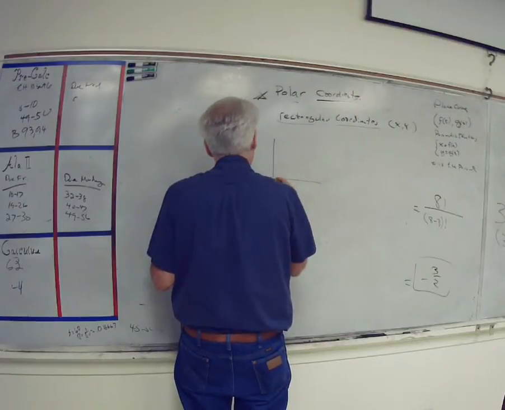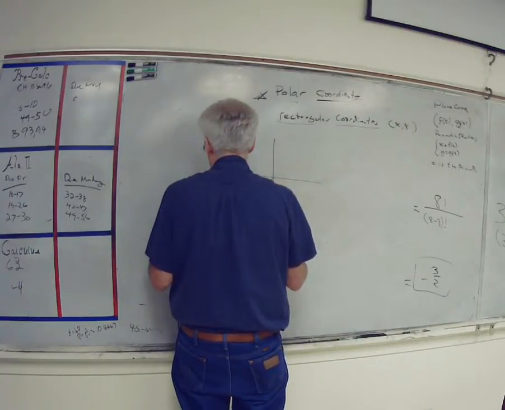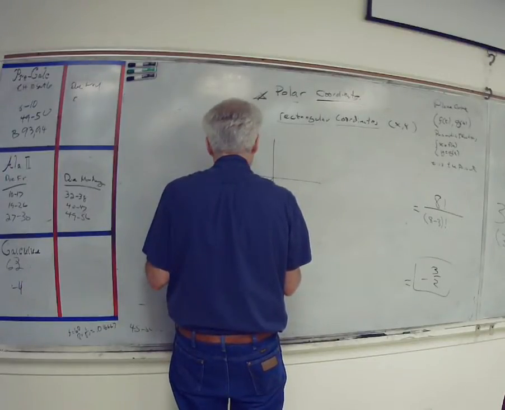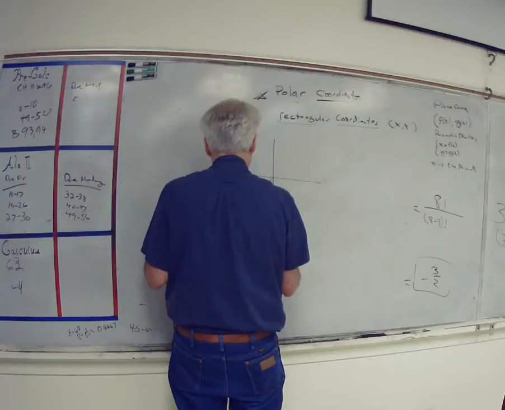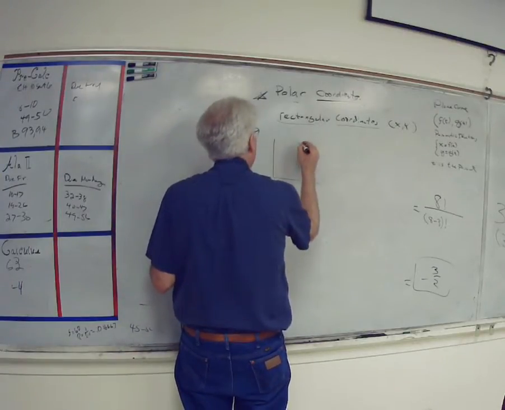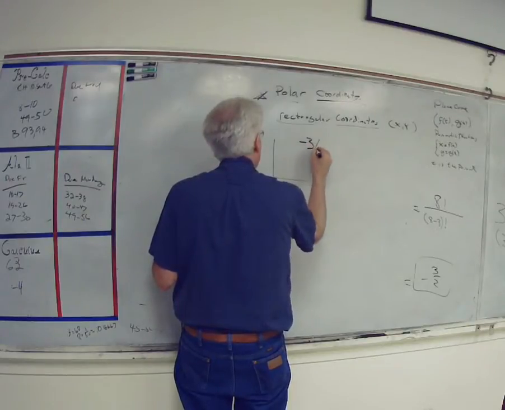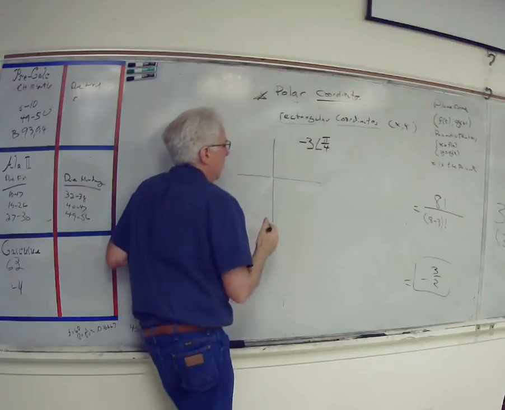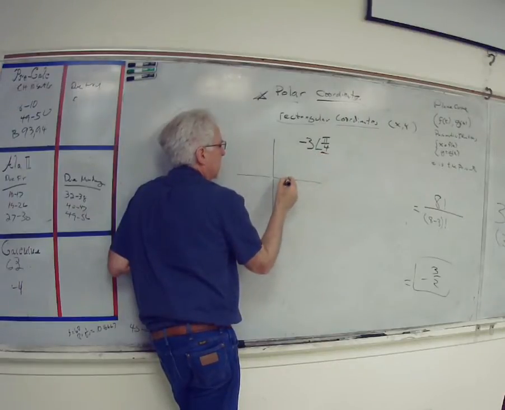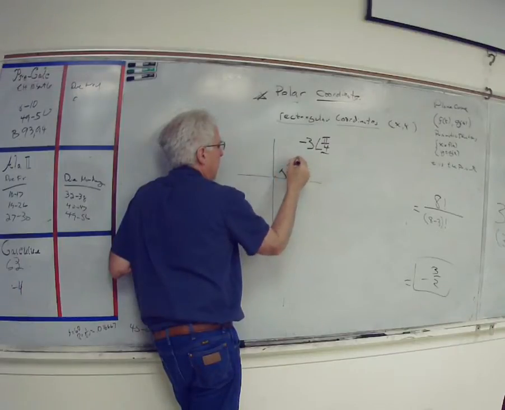Okay, so let's say this one is, what if I wanted minus 3 at an angle of pi over 4? What would you do first, probably, Ben? I would find the angle. Yeah, so it would be like this, that's pi over 4, kind of right along there.